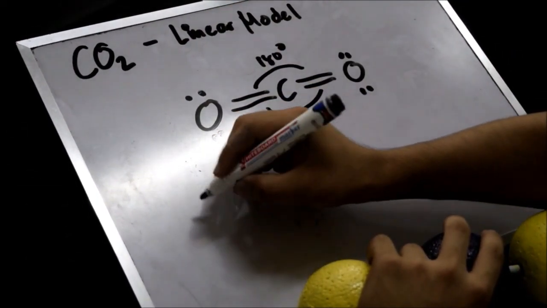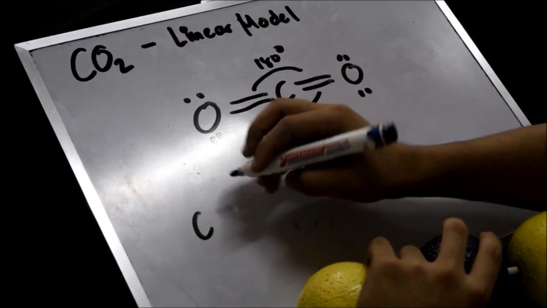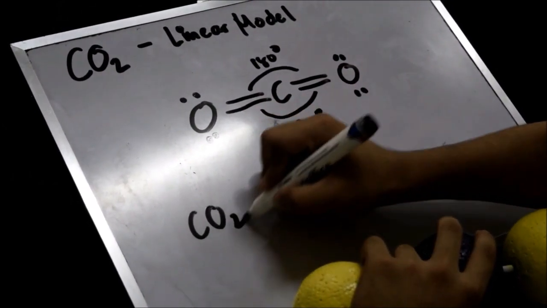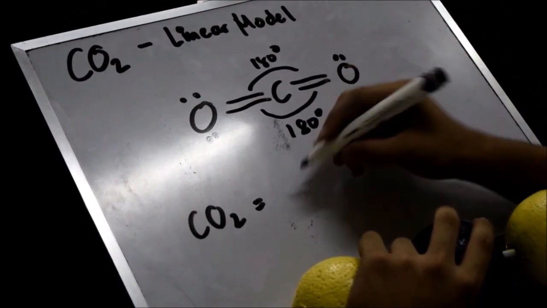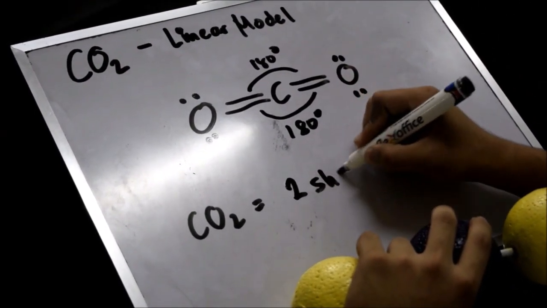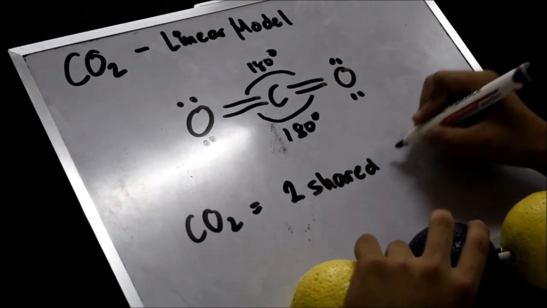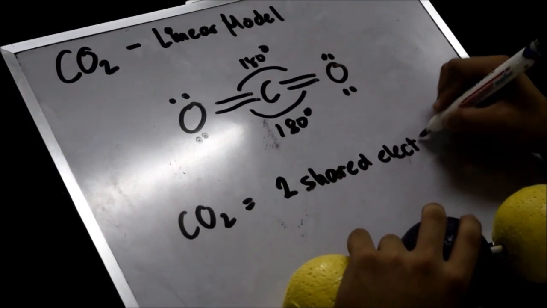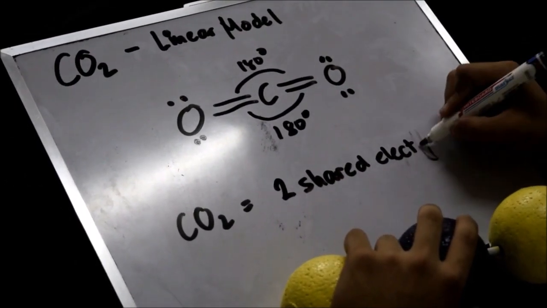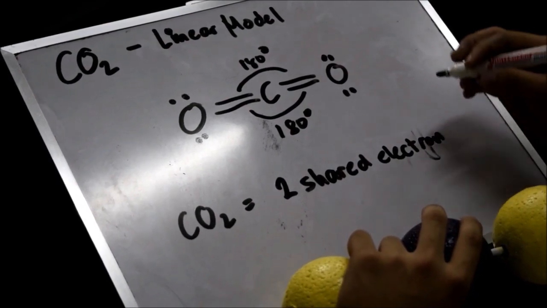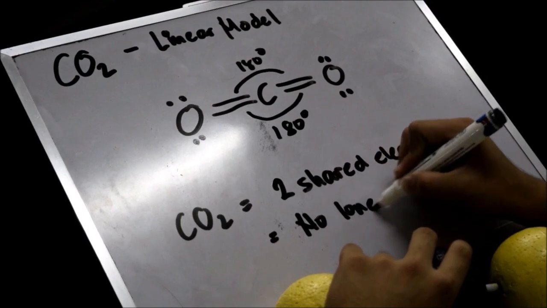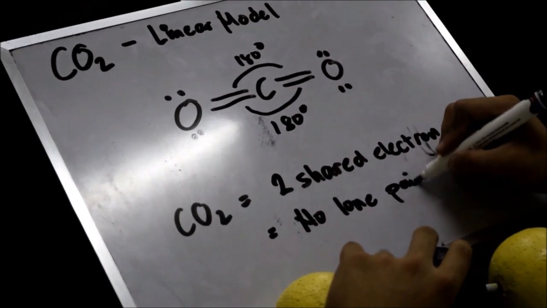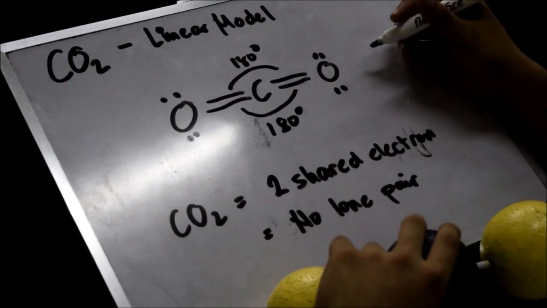In the linear model, it has 2 shared electrons, one from the right side and one from the left side. So there's one double bond and one double bond on the other side. But a double bond, you can count as one shared electron. So we have 2 shared electrons. And in this given, we have no lone pair.